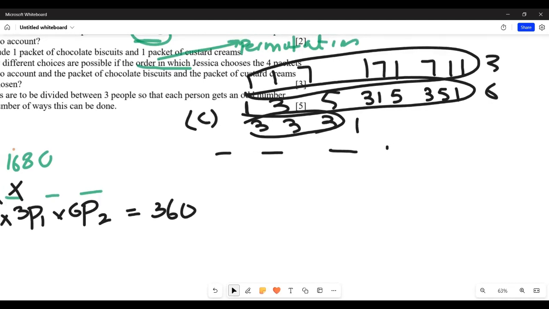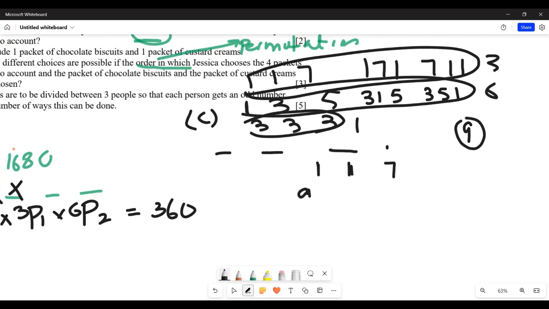Okay, so I'm going to do 117 first. Just 117. First person gets one pie only. So there were total 9 pies. So this is going to be 9C1. The next person gets one pie, and now there are 8 available pies. So it's going to be 8C1. Next person gets 7 pies. It's going to be, sorry, one pie.